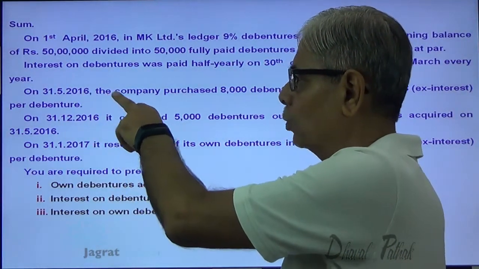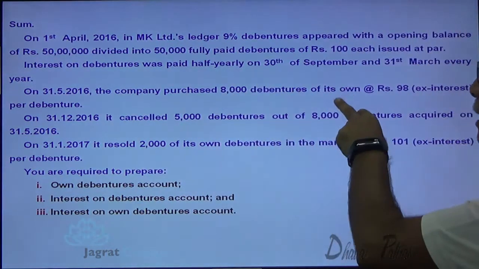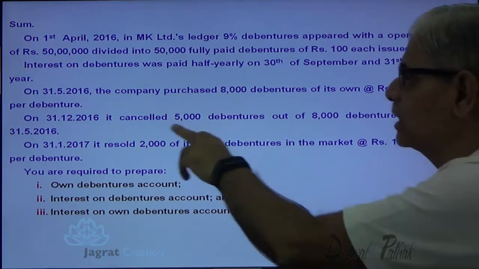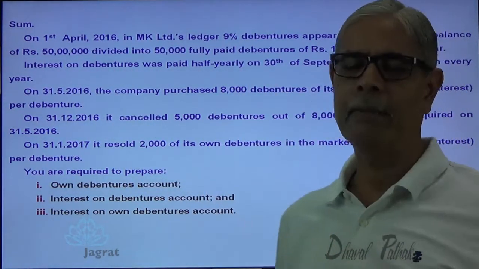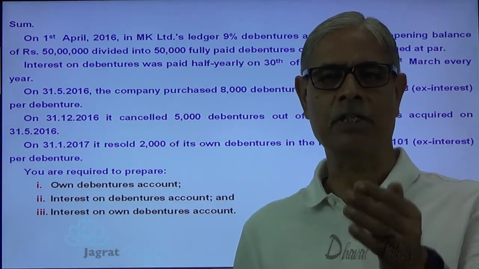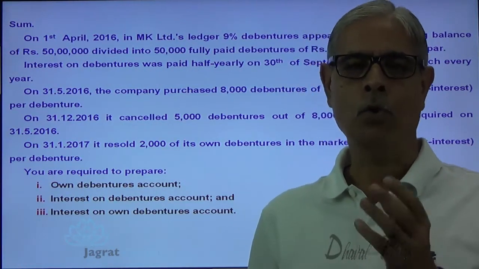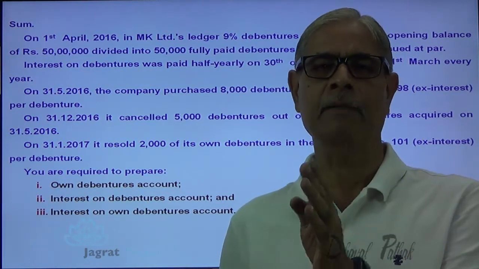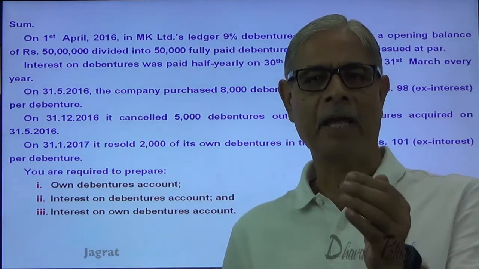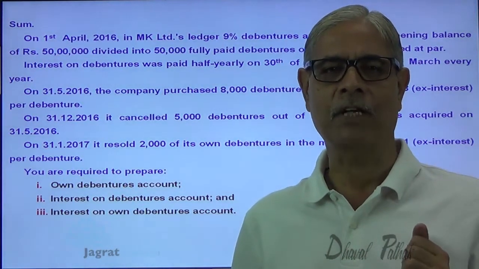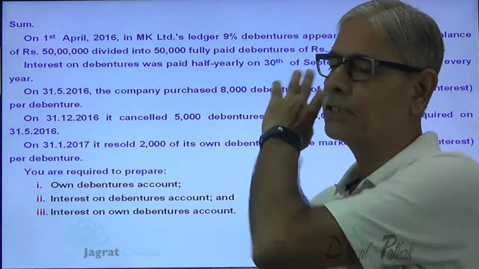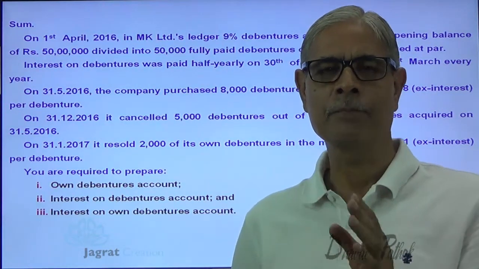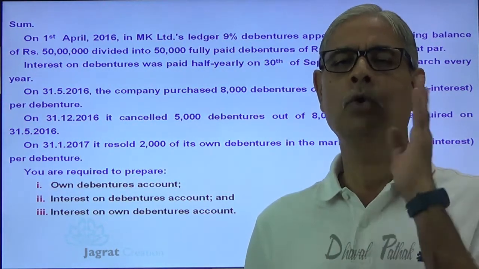On 31st of May 2016, company purchased 8,000 debentures of its own at 98 cum interest per debenture. So 8,000 debentures are purchased. So company has purchased its own debenture. Own debenture purchase is like a purchase of investment. So it is an asset for the company, and there is an obligation in the balance sheet of a company under the title of debentures. So own debentures are purchased means investments are purchased, but those investments are titled as own debentures.